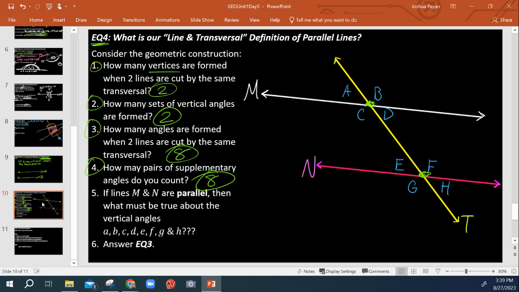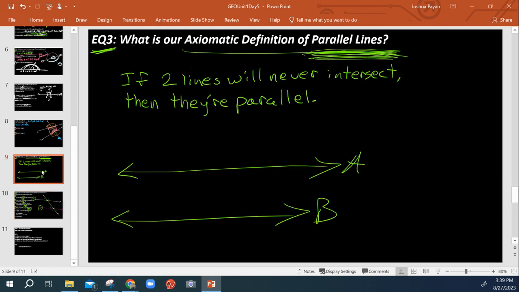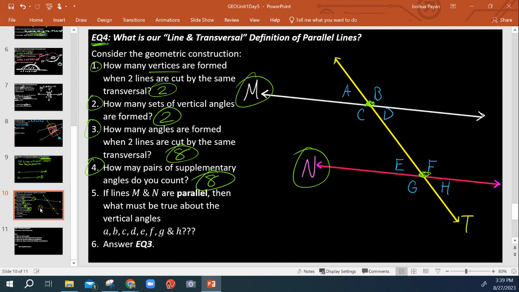Well, let's think about that for a second. If M and N are axiomatically just parallel, like what we talked about back here, what would have to be true about the 8 angles that are here? Well, let's say angle A is 30 degrees. Let's just pretend it's 30 degrees. Then that means D is also 30 degrees, and B would have to be 150, and you see where I'm going with this.